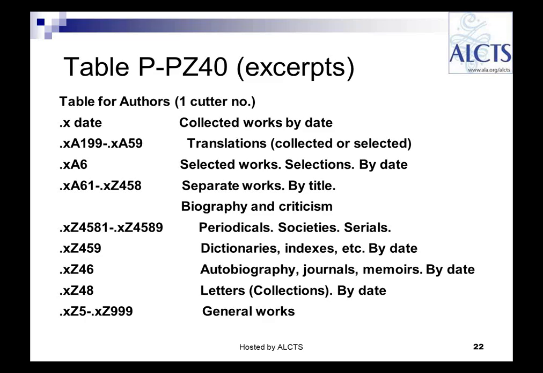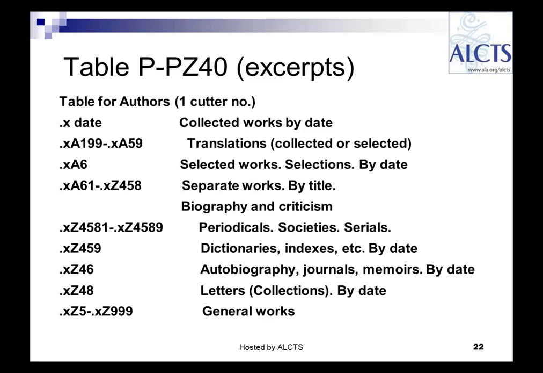We're looking here at some excerpts from P through PZ40, which I said is probably the table that most of you are most familiar with in regard to literary works, because it is applied to contemporary authors. The X here, the point X, is a placeholder representing the author's basic classification number, which will include a cutter number.